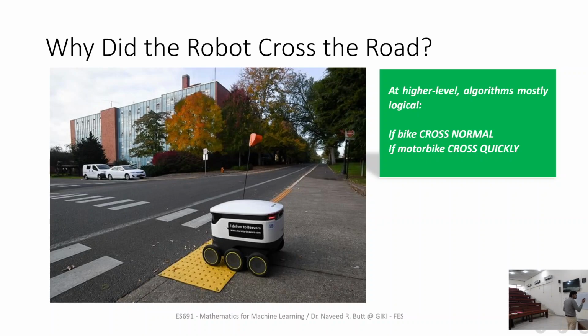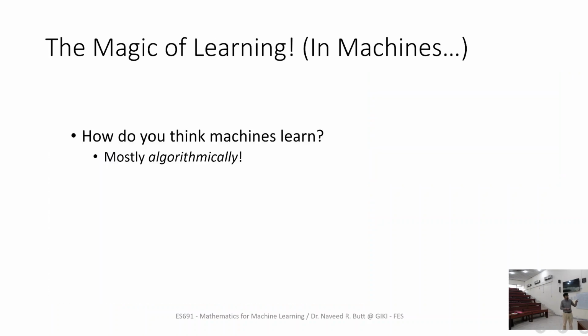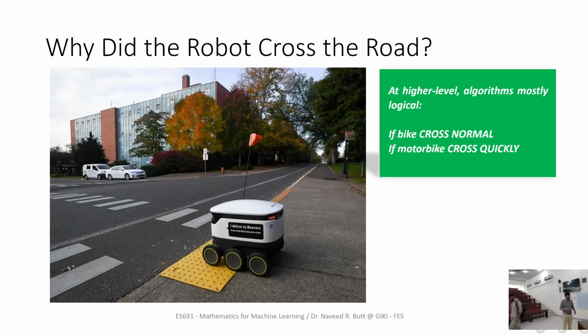So anyway, why did the robot cross the road? Now, at higher level, machines, as I said, they learn mostly algorithmically. The algorithm itself does not say what level of abstraction we are talking about. So, on a higher level, the algorithms are mostly logical. Logical क्या होता है? अगर ये है तो ऐसे है. If it is Tuesday, don't go to my lecture. There is no lecture. If it is Saturday, there is a lecture. So if then else, this is logic. So on a higher level, most of the learning is algorithmic.